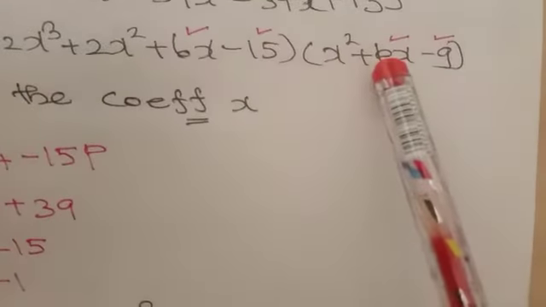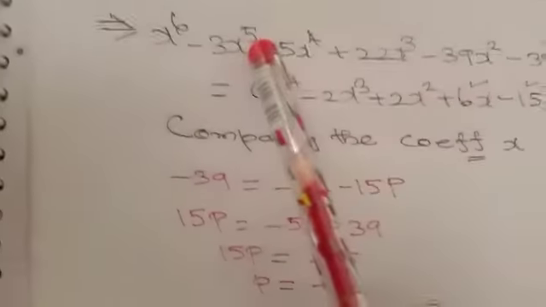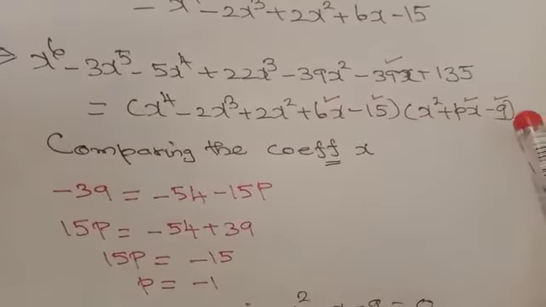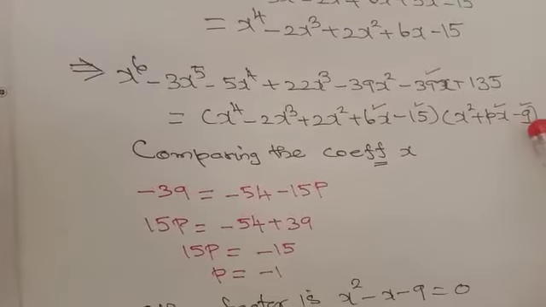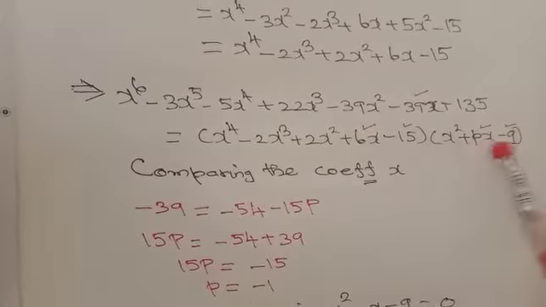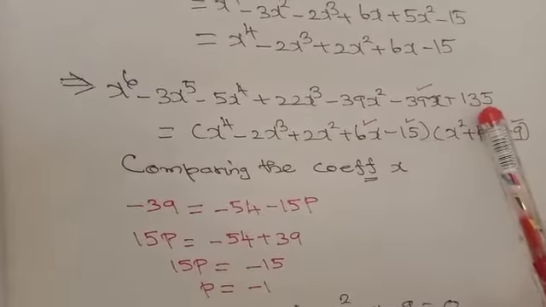X square plus px minus 9, because it is a 6-degree equation. Already you are having a 4th degree equation. Now it must be a quadratic equation. So why we are taking here this as minus 9? Minus 9 into minus 15 is 135.